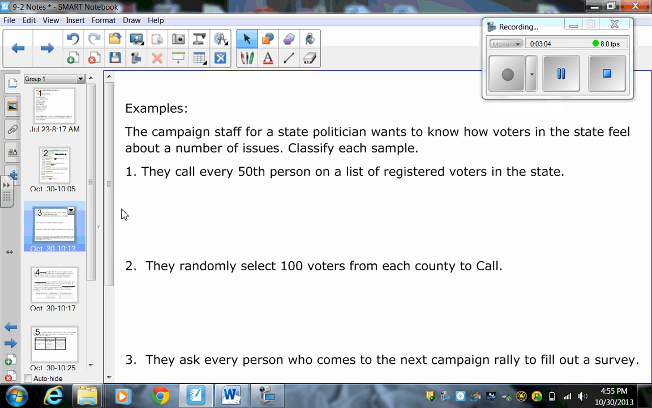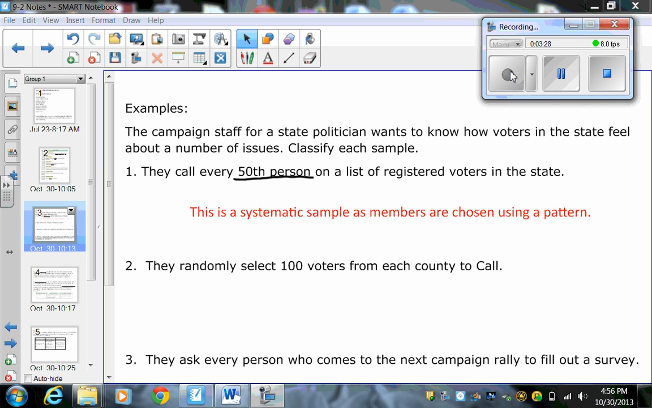The campaign staff for a state politician wants to know how voters in a state feel about a number of issues. Classify each of the samplings. Number 1 says they call every 50th person on a list registered to vote in the state. So because there is a rule in place, this would be considered a systematic sample.